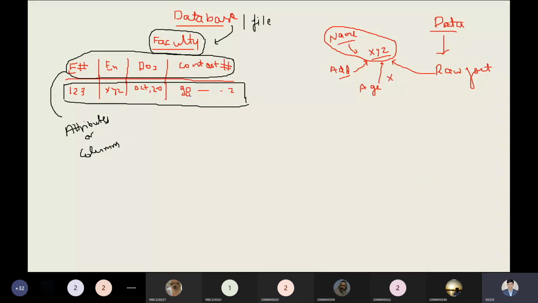So October 20 belongs to the date of joining. So this is what? This is our data, but this is process data. If I'm writing XYZ, we don't know what XYZ is, but after seeing that this is employee name, this is our data. But this is the process data. So 1, XYZ, 229, and so on, these are data values. They are represented by the data values. So I can say this is the data values.